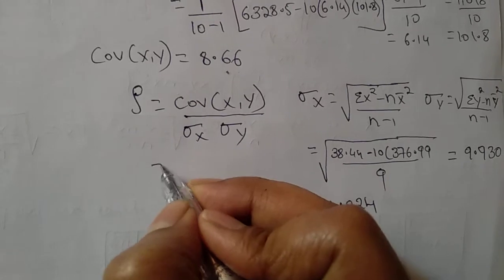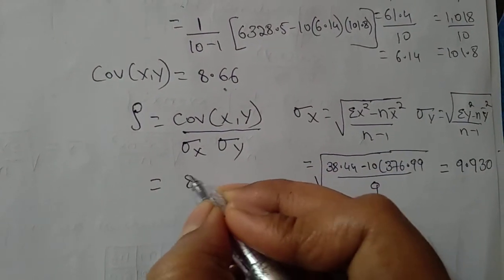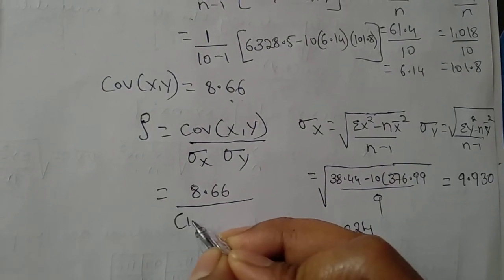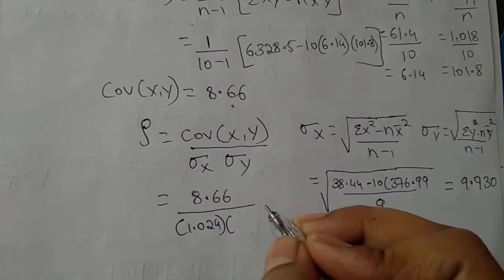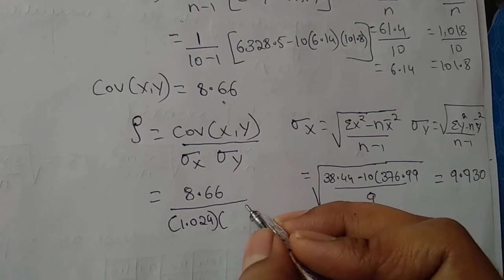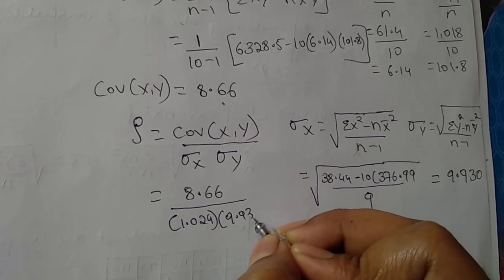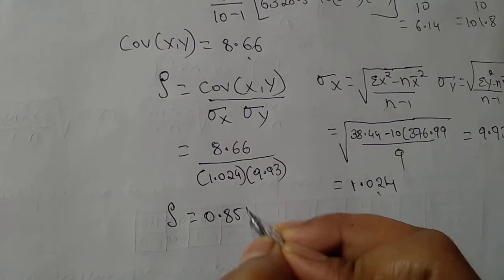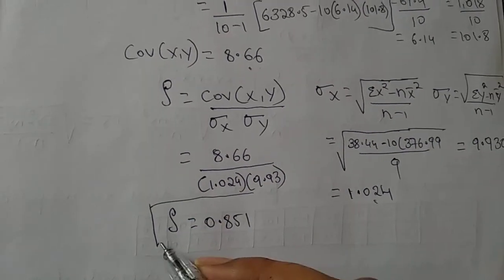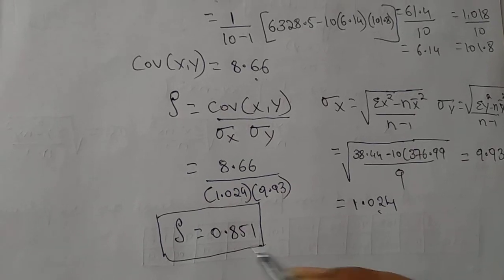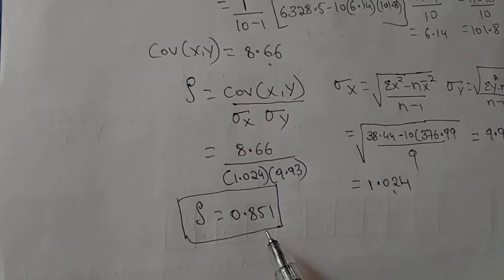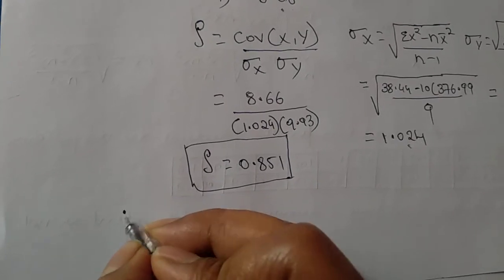So substitute that over here. Covariance of xy, it is 8.66 divided by 1.024 into 9.93. So rho is equal to 0.851. So here this is a large value, so you can say lead time and demand are strongly dependent.